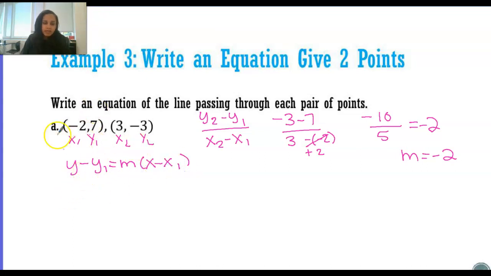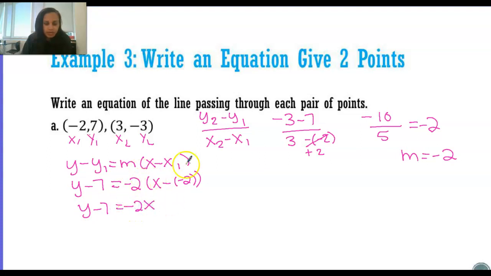So let's plug in. I'm going to just go with this x1, y1. You can really choose either one, it doesn't matter. But I've already labeled this as x1, y1, so that's what I'm going to use. y minus y1, which is 7, equals m, my slope is -2, x minus x1, which is -2. Alright, so I have y minus 7 equals -2x.